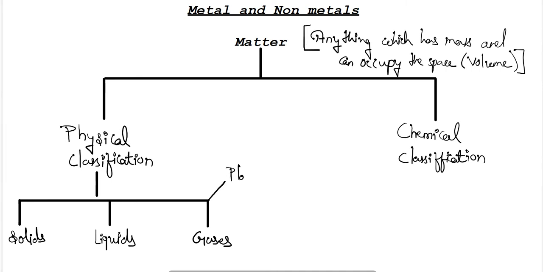One is plasma, and the other one is the Bose-Einstein condensate. Let's talk about plasma and the Bose-Einstein condensate. Plasma is ionized gases.